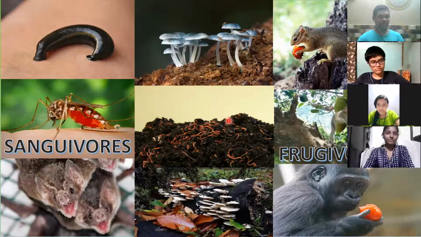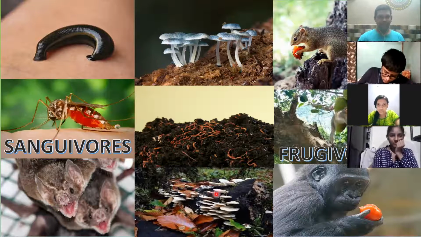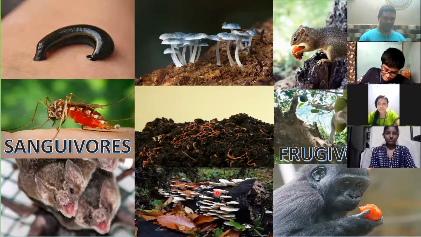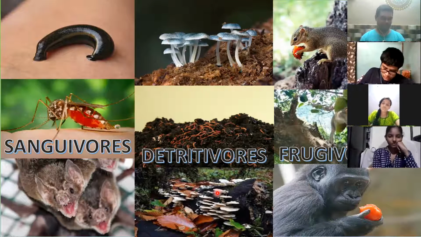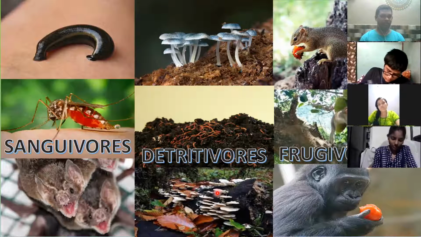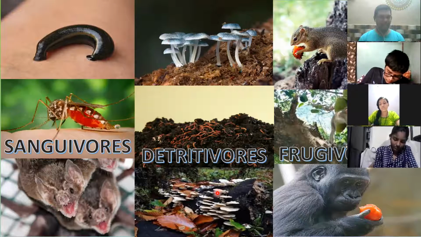So all these are ultimately helping in what? Decomposition. So such animals, such organisms, we call detritivores. Detritivores means they feed on dead and decaying matter and bring about decomposition. Dead and decaying matter is called detritus, and therefore those who eat it are called detritivores. So, understood the meaning of all these words with examples?